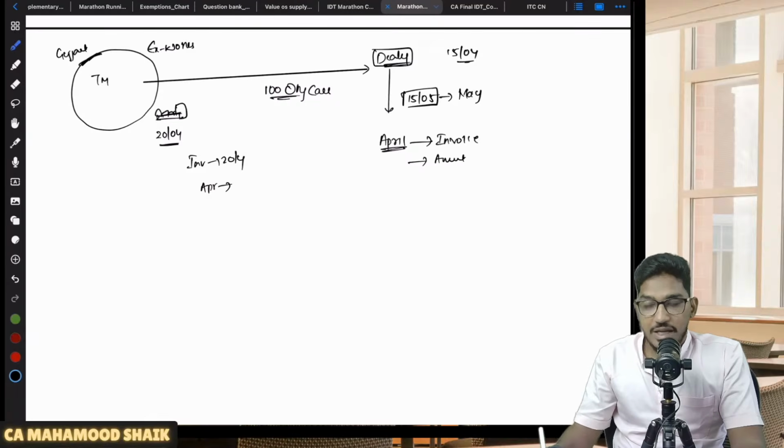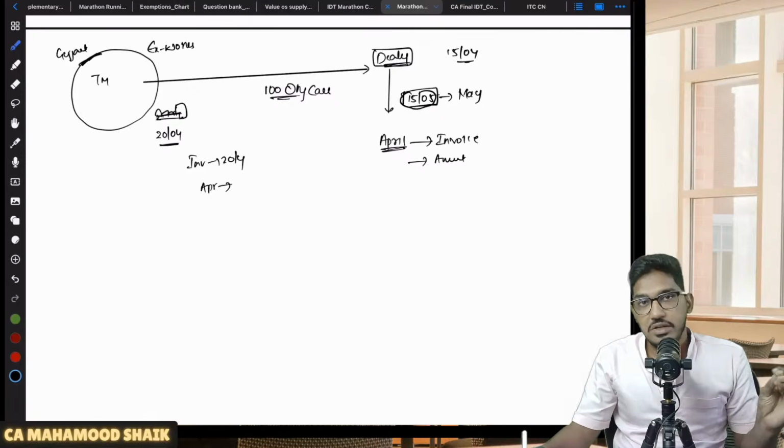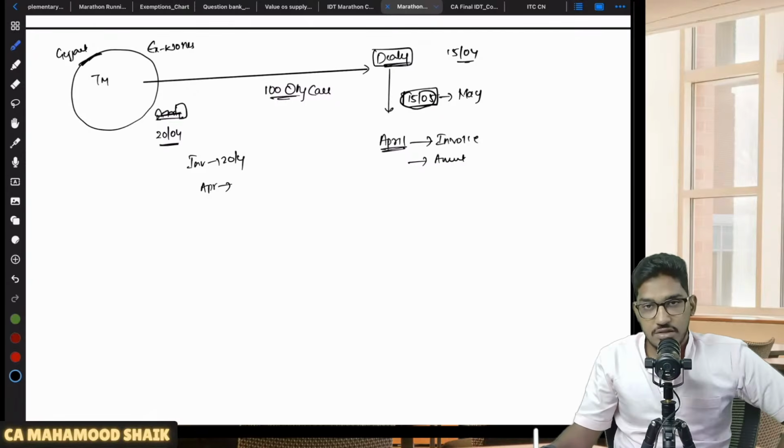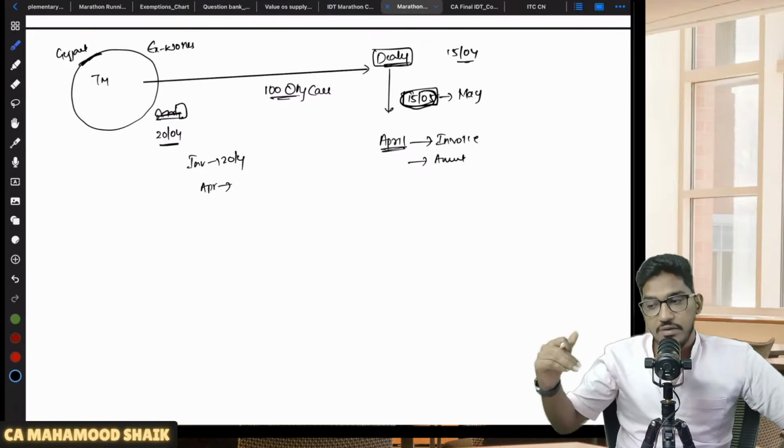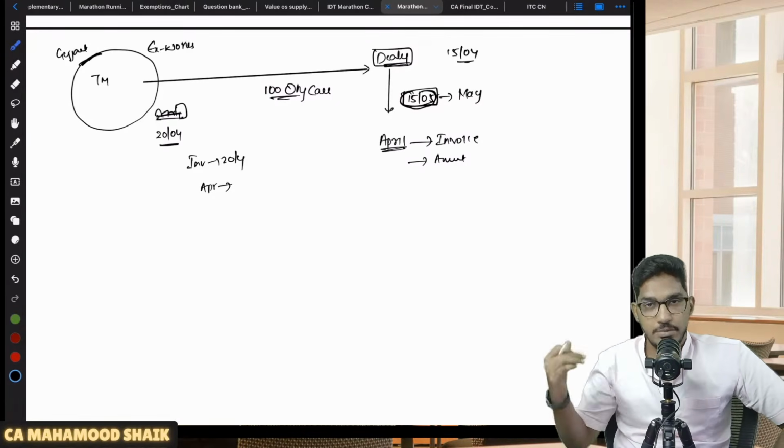Now, can this dealer claim the input tax credit? Practically speaking, no. Why? Because he received the goods on 15th of May. The third condition says you should avail the ITC only when you have actually received the goods. But here he did not receive the goods. So practically speaking, since he has received the goods only in the month of May, you can claim the ITC only while filing the return for the month of May.